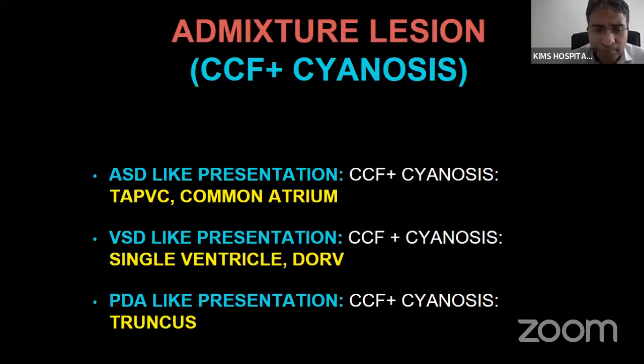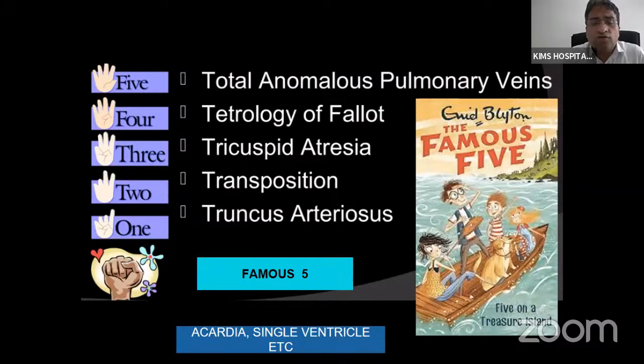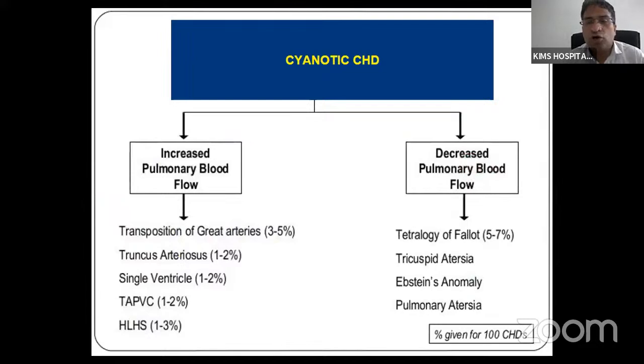Now if you see neonatal cyanosis on day one, there are five: TAPVC, tricuspid atresia, TGA, truncus. These are the famous five. Apart from these, single ventricle and Ebstein's anomaly are other causes of cyanosis. So now we come to the core thing, the cyanotic CHD.